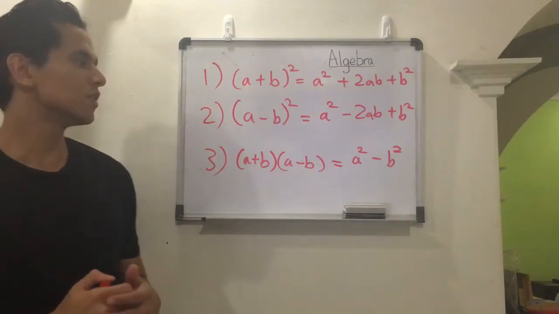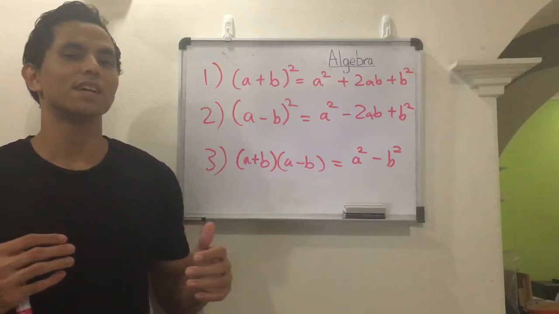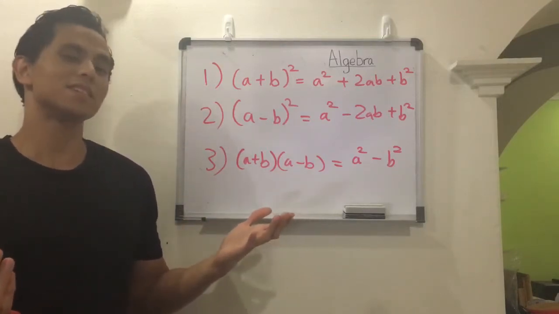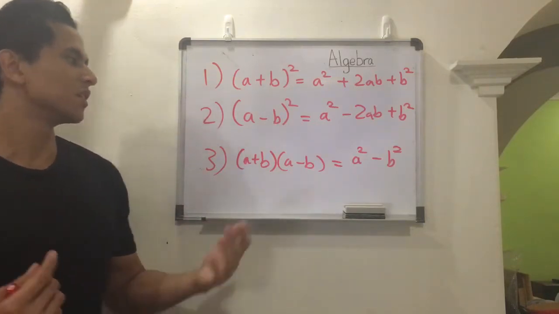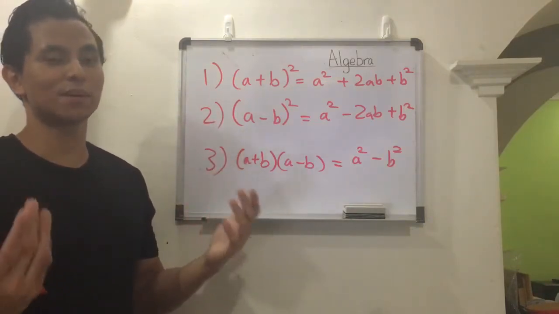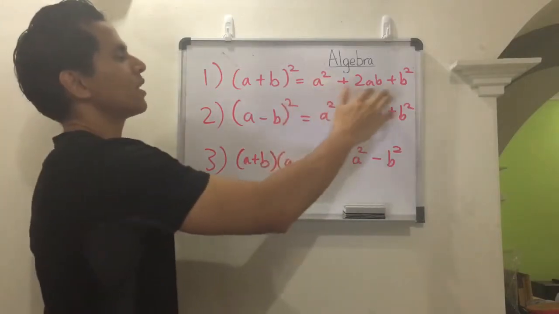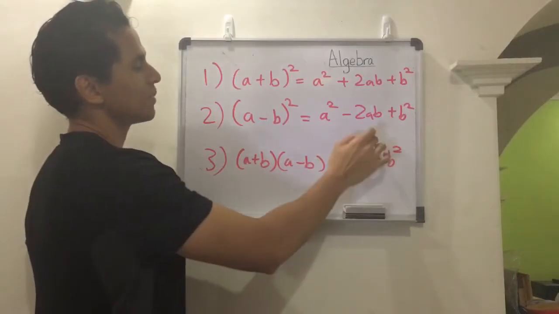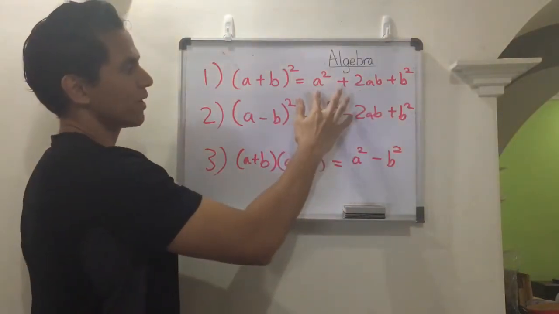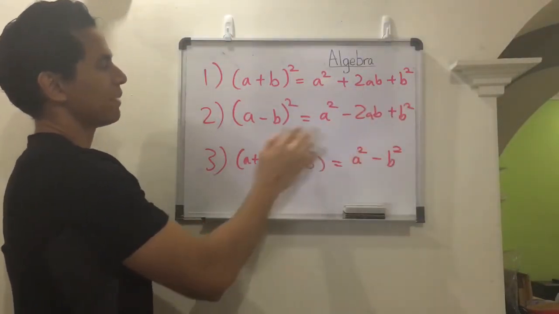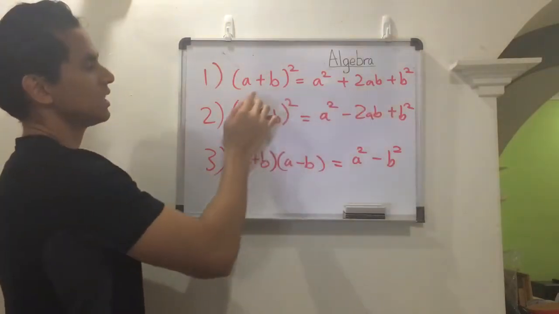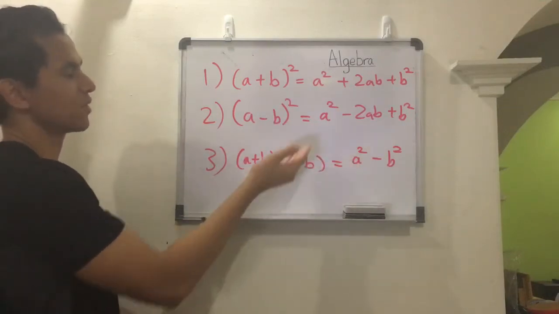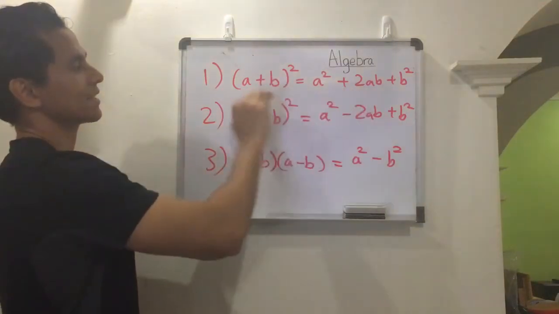So can we use these identities to factorize every equation out there? The answer is simply no, because we can only use these identities to factorize something if it is truly in one of these three patterns. In factorization, we're going backwards from one of these patterns. So we're going from here to here, or from here to here. This is expanding, and this is factorizing.